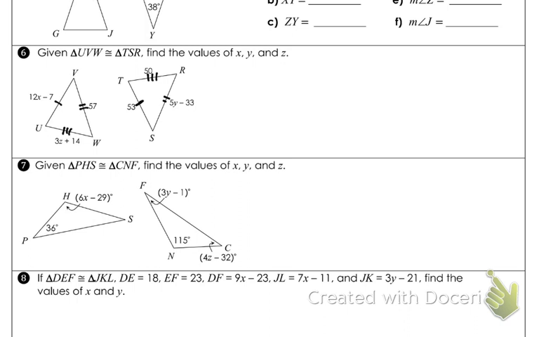Now, we know tick marks work just like equal signs, but you got to match up your tick marks. 1 tick mark matches up with 1 tick mark. That means 12x minus 7 is going to equal the 53. 2 tick marks, 57, matches up with the 5y minus 33. So we'll have 5y minus 33 equals 57.